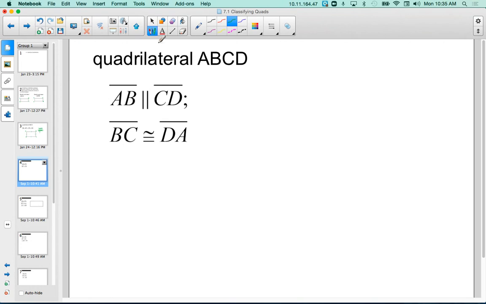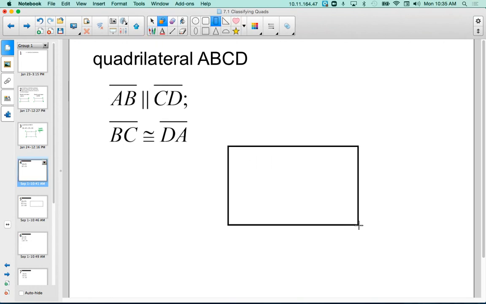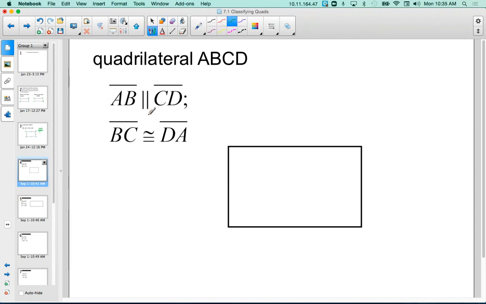Okay? All right. So again, I'm going to draw another one. Again, making it look like a rectangle, even though this probably isn't a rectangle. Label my sides here. A, B are my vertices. A, B, C, and D. Okay. AB is parallel to CD. All right. AB is parallel to CD. So basically the top and the bottom are parallel. BC is congruent to DA. So these sides are congruent.